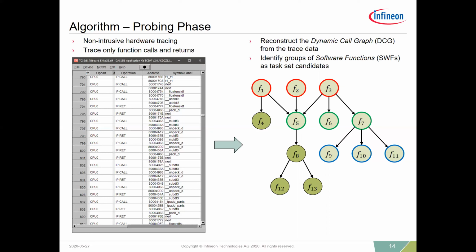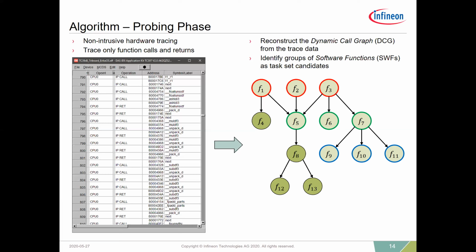They are taken regarding two conditions. So one group is always built from all functions that are not directly called. They are maybe called as an ISR, so an interrupt service routine, or something else. So in this graph, for example, F1, F2, F3.